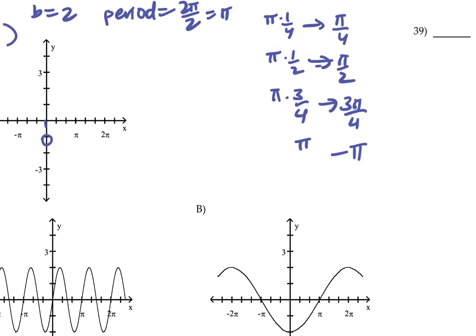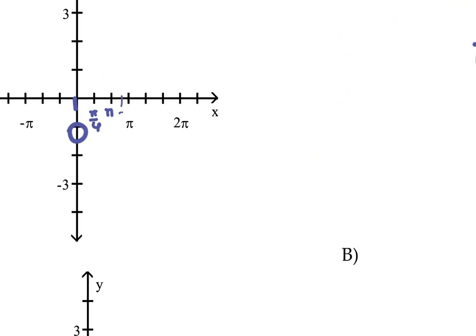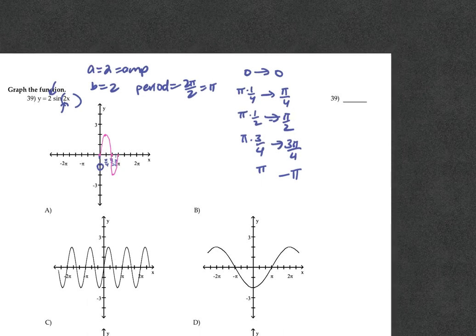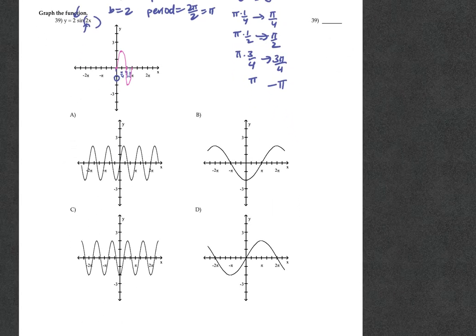0, pi over 4, pi over 2, 3 pi over 4, and then pi. And because it's sine, it would start at 0. It would go up to the amplitude, back down, down to the negative amplitude, and back up again. So spacing is a little bit off there, but it's how it would look. If you look at what's here, the one that matches that is A.